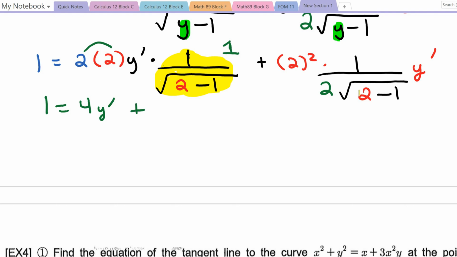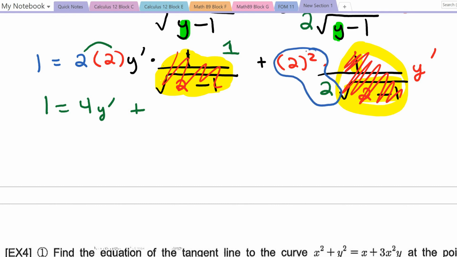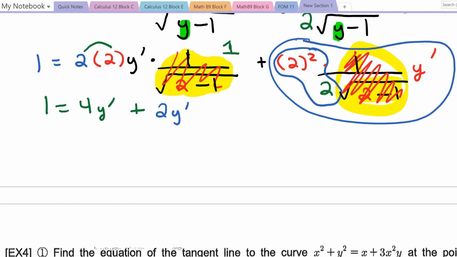Let's take a look at this expression right here. This is 2 minus 1, and there's a 1 on the numerator there, so this whole yellow expression is just 1. You don't really need to worry about that part anymore. All we have to do now is figure out what this is. 2 squared on the numerator is 4, and 4 divided by 2 on the bottom is 2. So this whole thing here is just 2y prime.